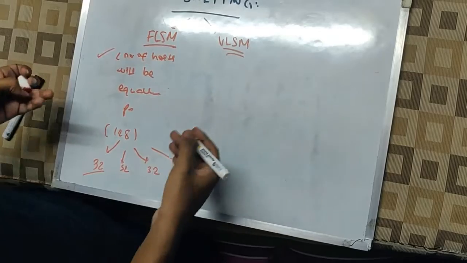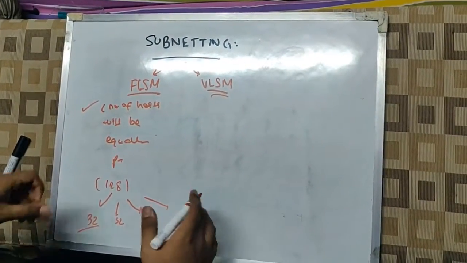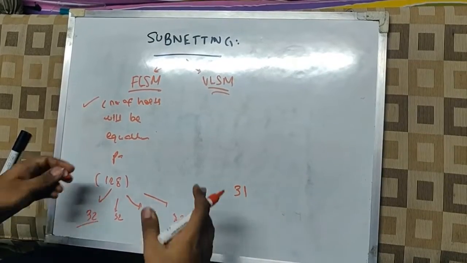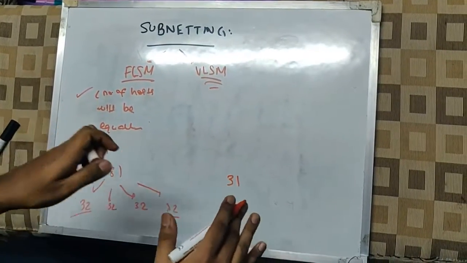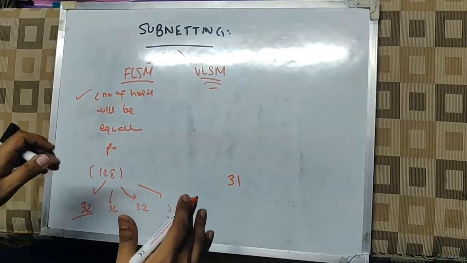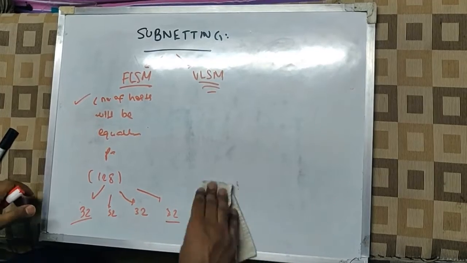And this is something which will try to save the number of nodes in a network, because let's suppose we have a requirement of 31, then we can keep exactly 31. But VLSM is actually a bit hard to implement, and it's complex to maintain the network orientation. So that's why we generally go for FLSM.